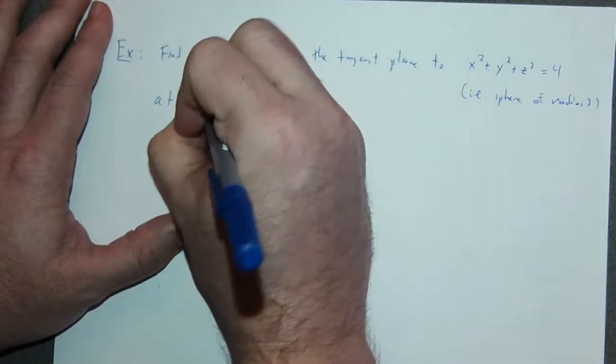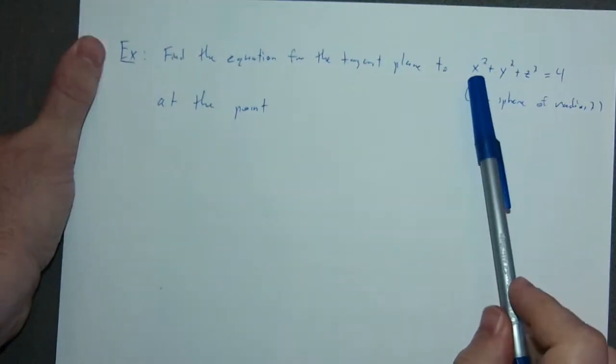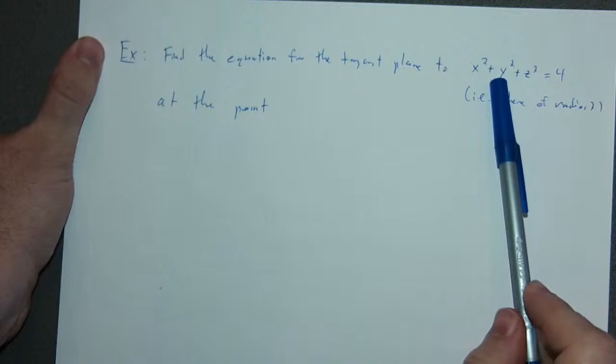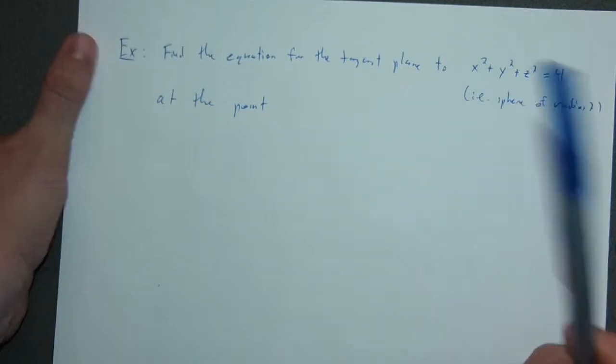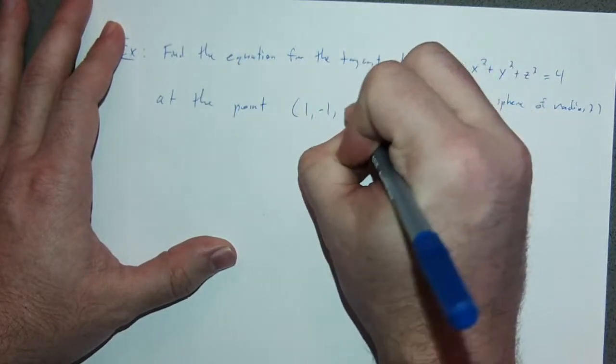At the point, well, let's see here. If x is 1 and y is, say, minus 1, then z needs to be square root of 2, right? So we'll say the point 1, minus 1, square root of 2.